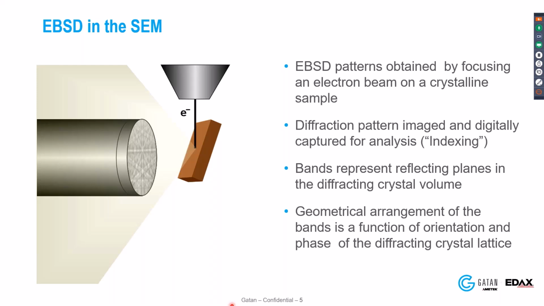The bands in this diffraction pattern represent different crystallographic planes in the material that are diffracting, and the arrangement of those planes or those bands represent the orientation and phase. So that's EBSD in a quick nutshell.